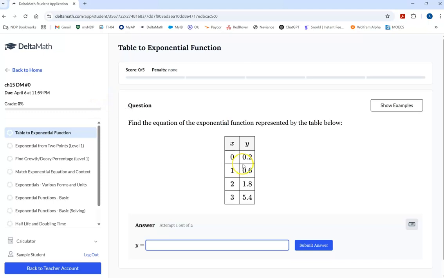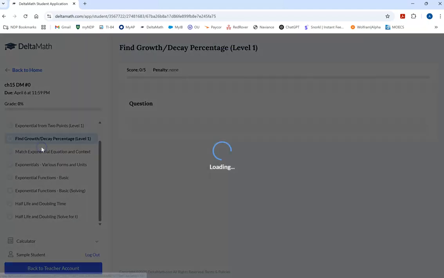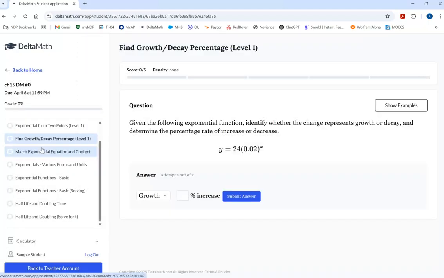Just got to substitute those numbers into the equation, right? Yeah, use the x equals 0 to find the a, and then you use that along with x equals 1 to find the b. So from 2 points, again, this is easy if I have 0 for x. If it's not 0 for x, then it's a little bit more tricky, but we have examples in the homework of doing that.